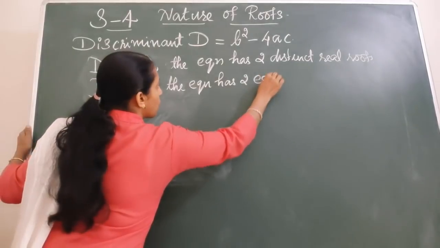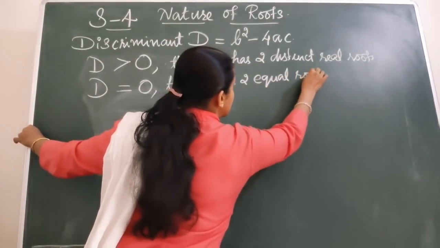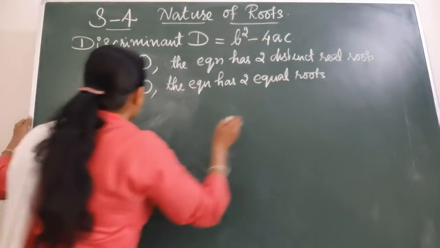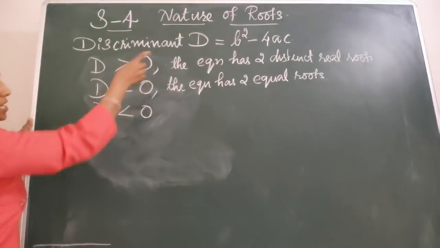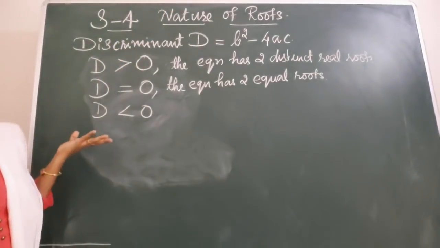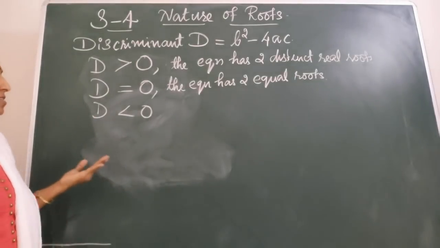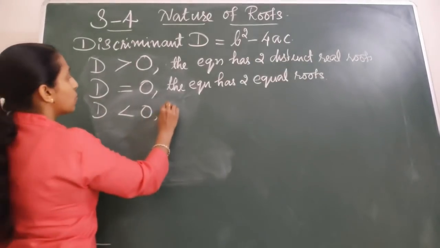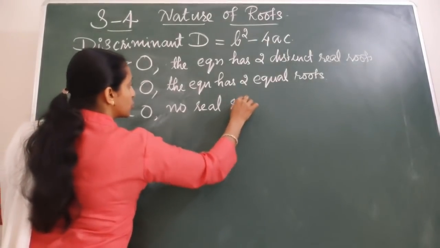And if the value of D is less than 0, that means we are getting the under root as a negative value, because it is under root b square minus 4ac. A square root of a negative value is imaginary. There will not be any roots that exist. So in that case, no real roots. So this is the nature of roots.